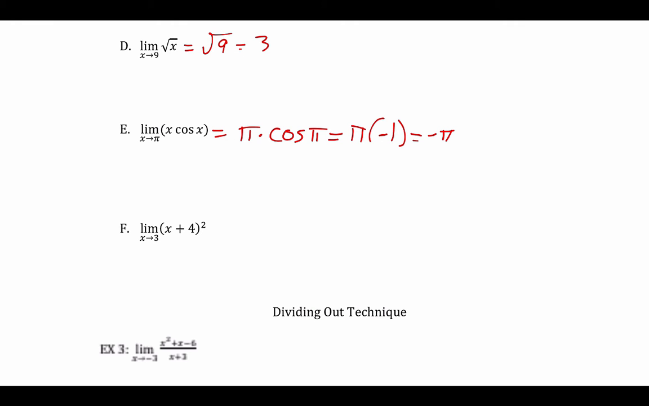And finally, letter F, the limit as x approaches 3 of x plus 4, squared. So we'll do 3 plus 4, squared. Well, 3 plus 4 is 7. If we square that, we get 49.